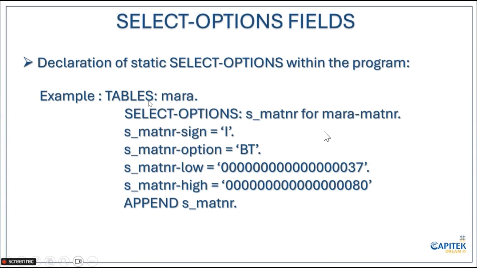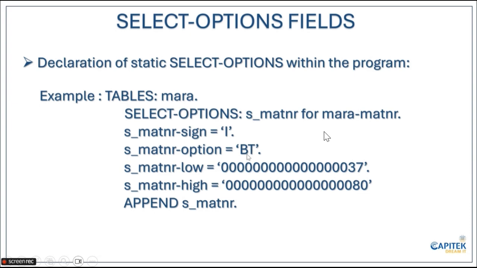So for select options, this addition is compulsory. Without this also we can do it, I will tell you that later. But when you are directly referring to the table name, bring the table here with the tables keyword. I repeat again: in select options, when you are declaring any field and referring to the field from the table directly, then bring the table with tables Mara. That is the point that you need to note.